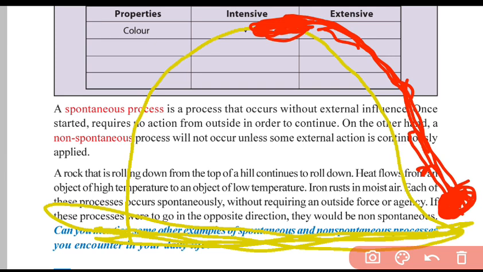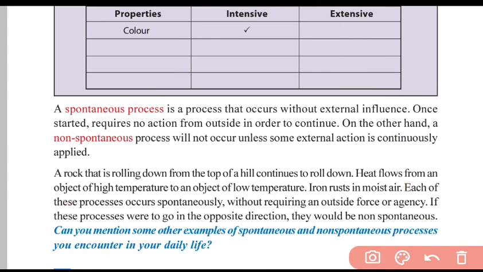Once it has started, it requires no action from outside in order to continue. Look at it, continue.